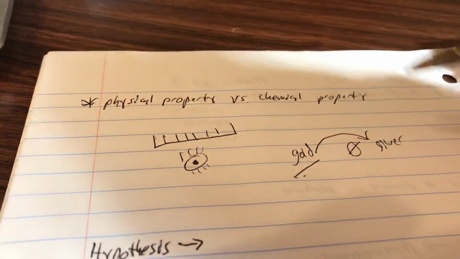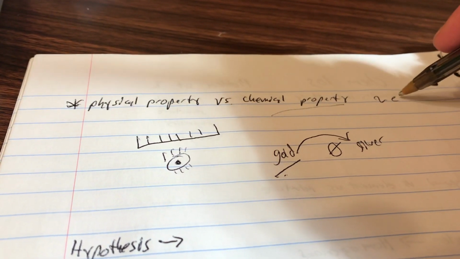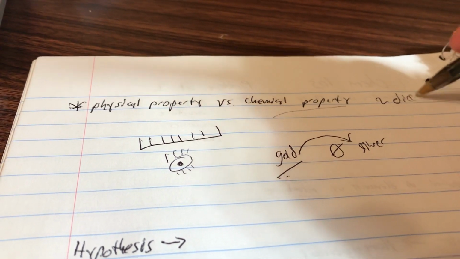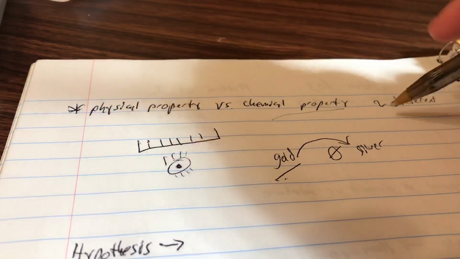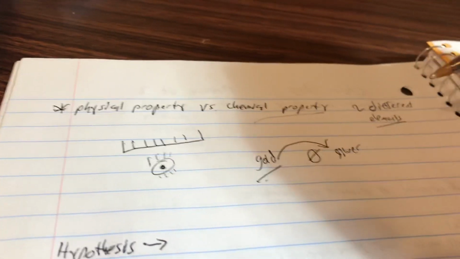Physical property, so chemical property is there's two different elements. Focus on that. Okay, very good.